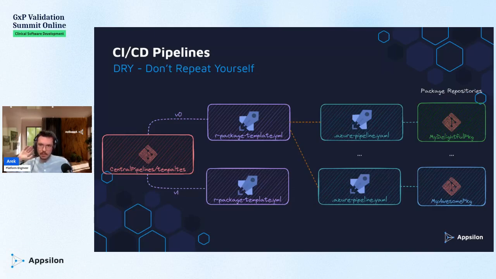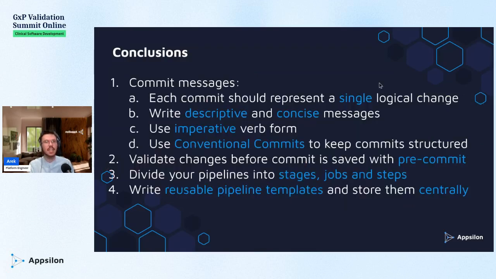On the right side, we have package repositories, multiple of them. On the left side, we have our central pipeline repository where we keep the single pipeline template, right? And in those multiple apps or package repositories, we are referencing the pipelines that are defined in the central pipelines repository, which means that we can keep it versioned, we can keep it centralized, and it both reduces maintenance time and allows us to reuse the same logic.